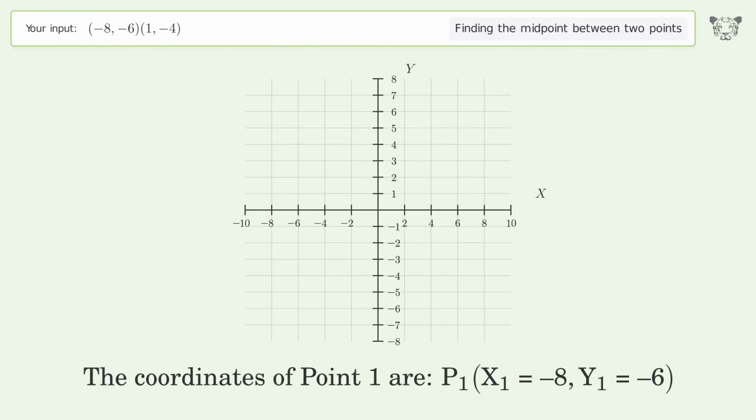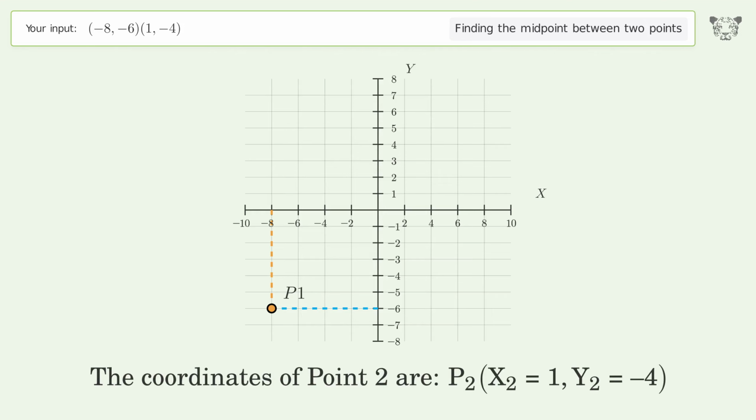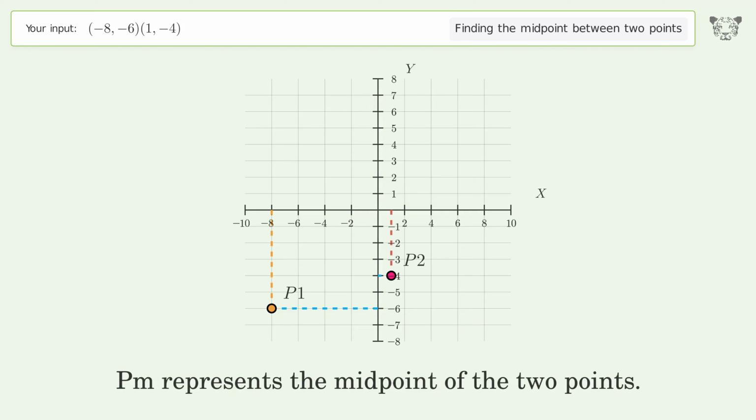The coordinates of point 1 are, x1 equals -8, y1 equals -6. The coordinates of point 2 are, x2 equals 1, y2 equals -4. PM represents the midpoint of the 2 points.